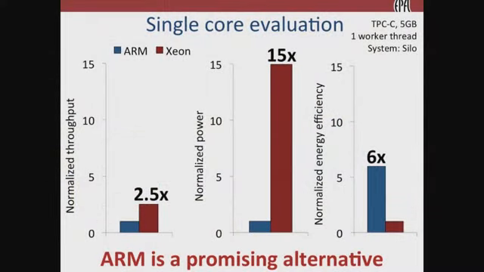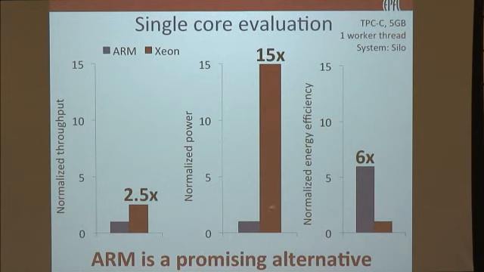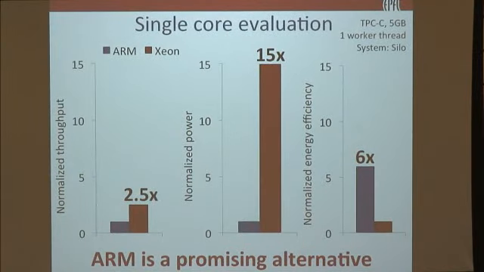Now let's look at the analysis when we run Silo. Here we again have a single core evaluation for the same workload when running Silo. What we see is Xeon this time delivers 2.5x higher performance than ARM, but it still consumes a significantly larger amount of power than ARM, making ARM still significantly more energy efficient than Xeon when running the transactional workload. In terms of throughput, we have a 2.5x difference. In terms of power, we have a 15x difference, and the net result is 6x higher energy efficiency for ARM than Xeon. So this again tells us ARM is a promising alternative in terms of energy efficient computing.